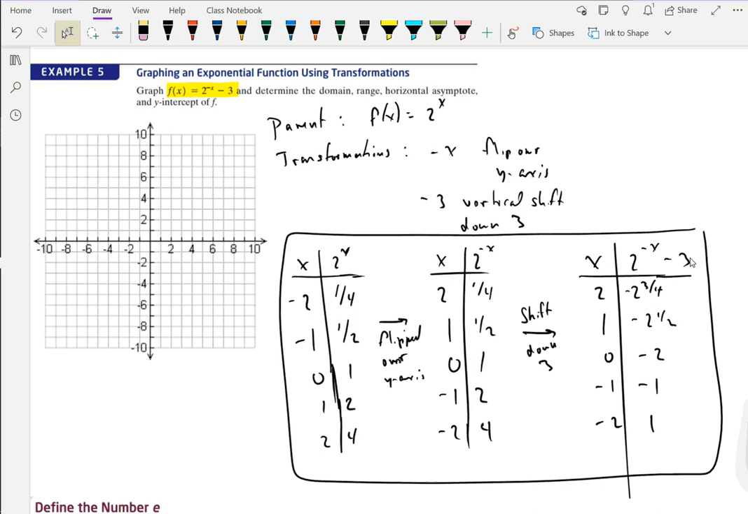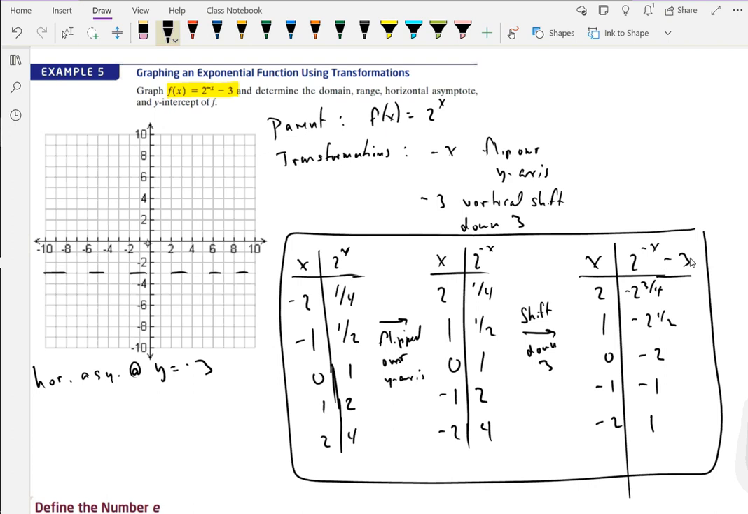So let's see. Now, our parent graph normally has a horizontal asymptote here at 0. Since we shifted down by 3, our asymptote here should be at y equals -3. Okay, so we have a horizontal asymptote at y equals -3. Let's see what other values we go through then.